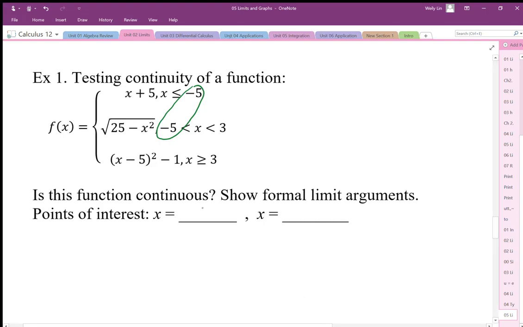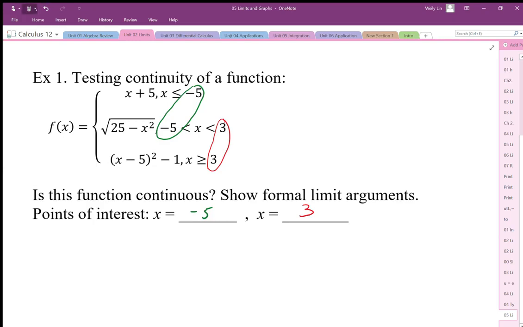So we need to test at x equals -5 for continuity. We also need to test at x equals 3 for continuity. When x is greater than 3, we're going to use this. When x is between -5 and 3, we use this. At x equals -5 and below, we use the top function.